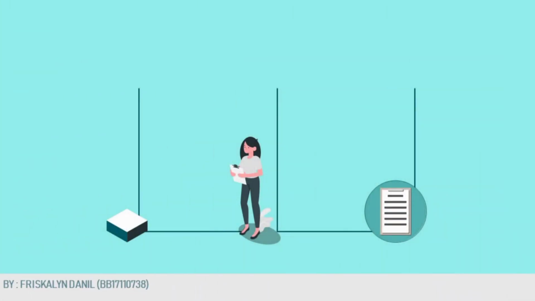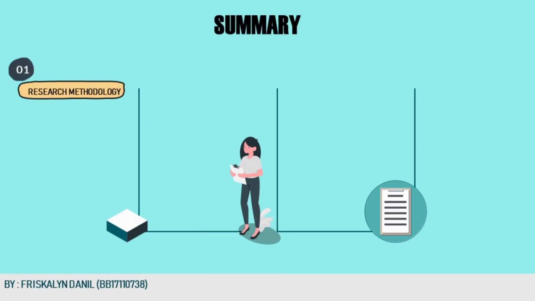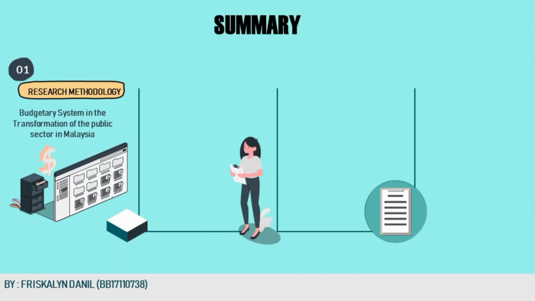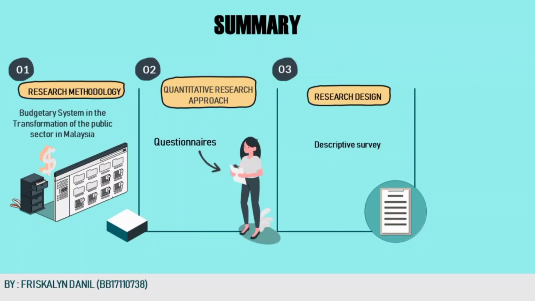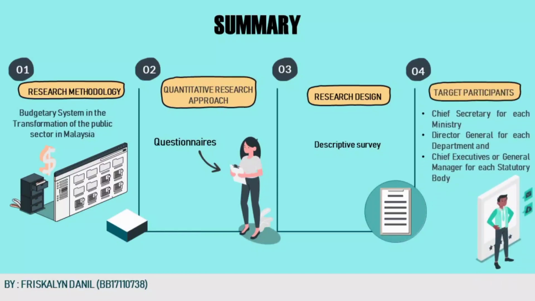I am Friskalin and I will proceed with the summary of this chapter. To summarize, this chapter discusses the research methodology to study the budgetary system and the transformation of the public sector in Malaysia. It used a quantitative research approach, for instance questionnaires, and a descriptive survey is used as the research design. The target participants are the Chief Secretary for each ministry, the Director General for each department, and Chief Executives or General Managers for each statutory body.